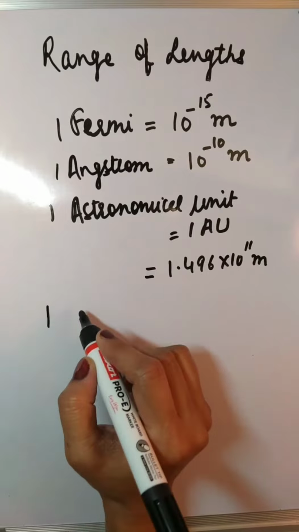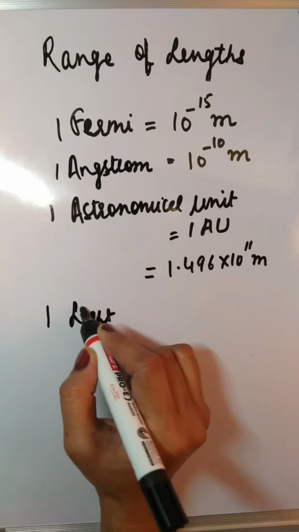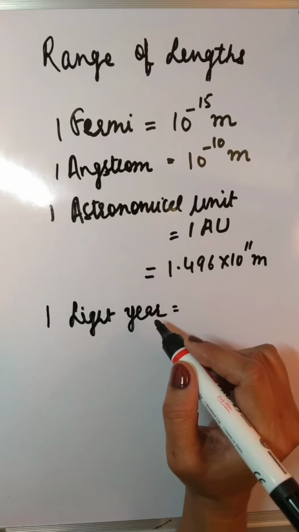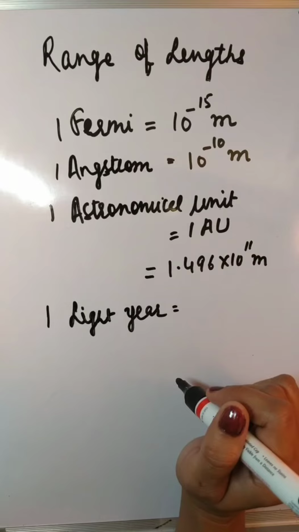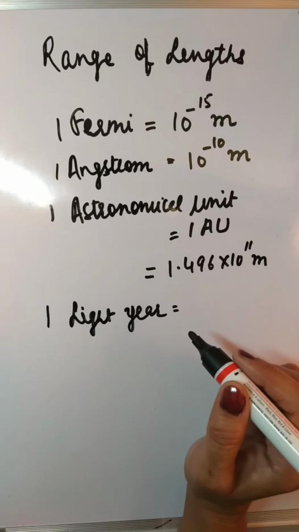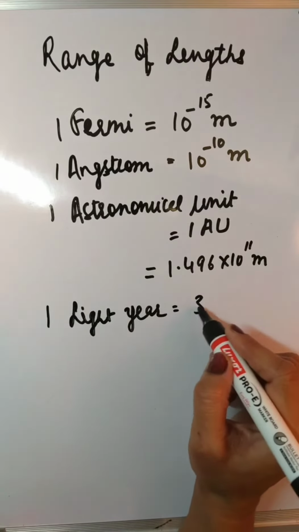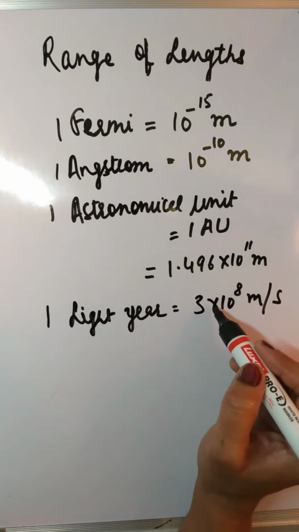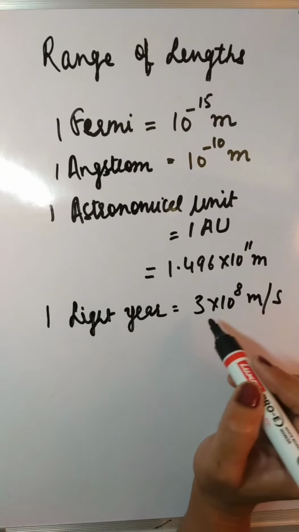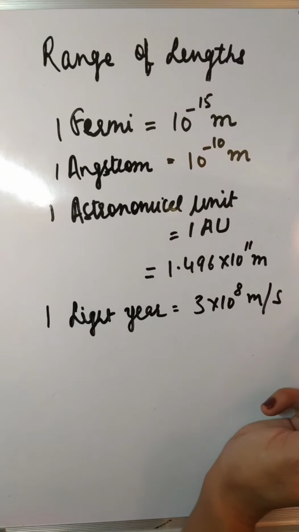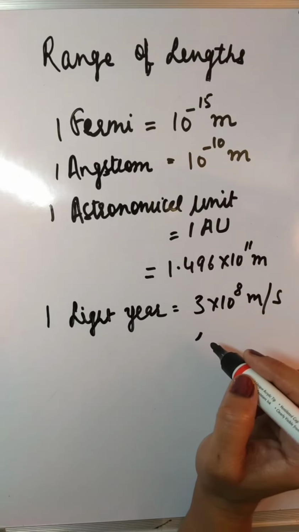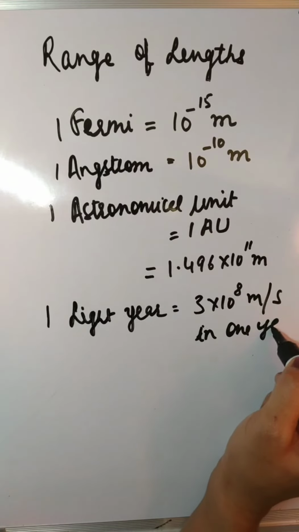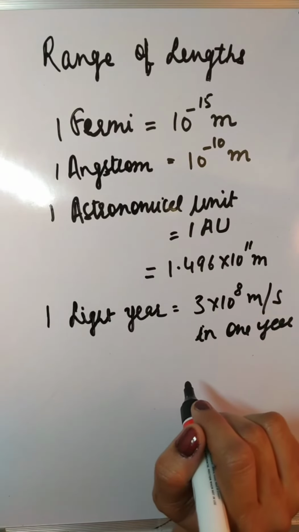Then we have 1 light year. 1 light year is the distance which light travels in 1 year. As you know, the speed of light is 3 into 10 to the power 8 meters per second, right? So it travels 3 into 10 to the power 8 meters in 1 second. So how much distance will this light travel in 1 year? That is called a light year. So this is 1 light year.